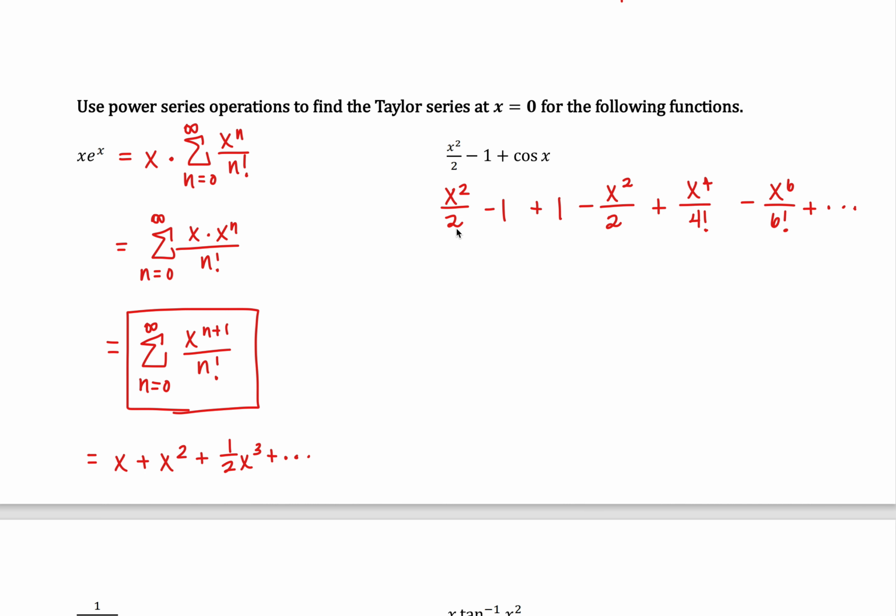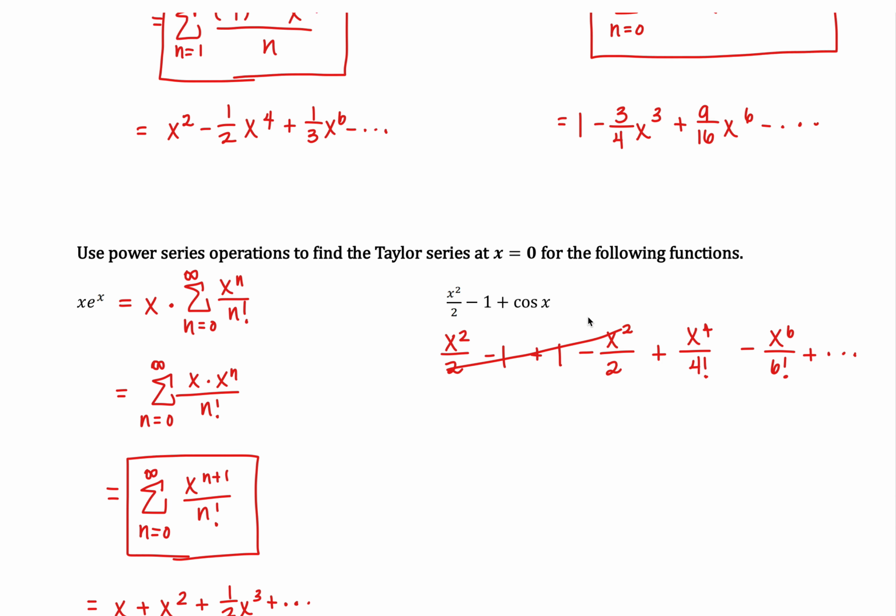Well, the x squared over 2 minus 1 is going to wipe out the first 2 terms there of that series because they're just opposites of each other. So all this is gone, so we're just left with this series, but now instead of starting at n equals 0, we have the series that starts at n equals 2.